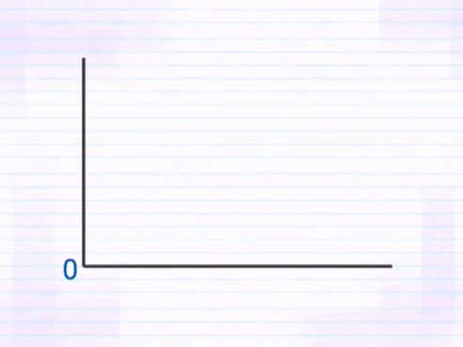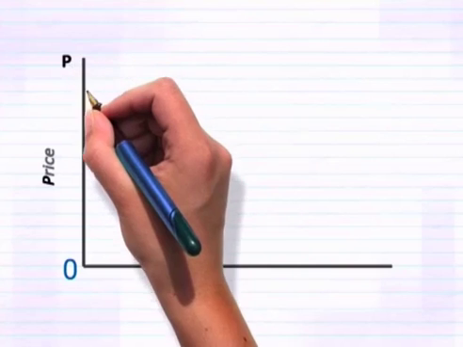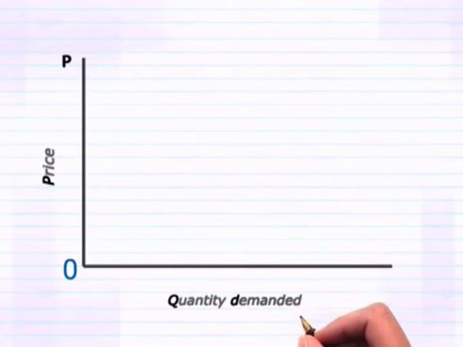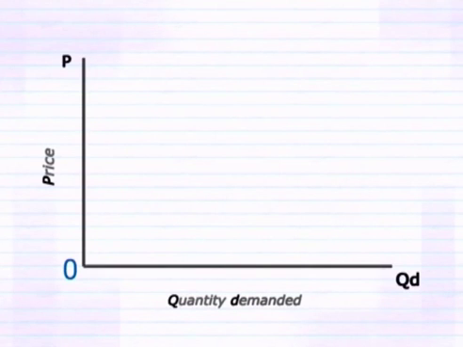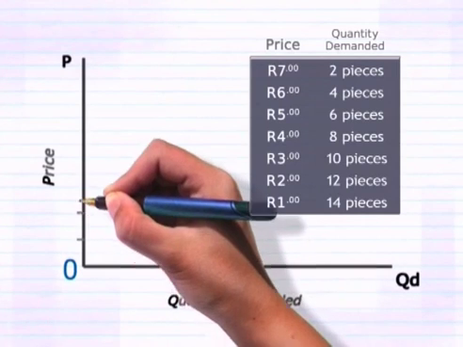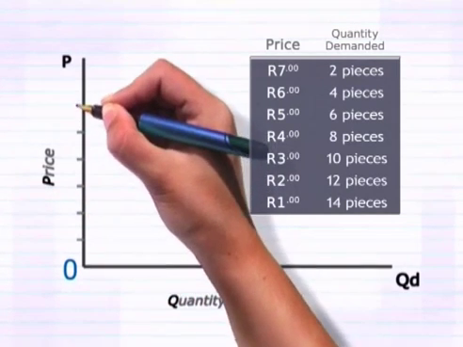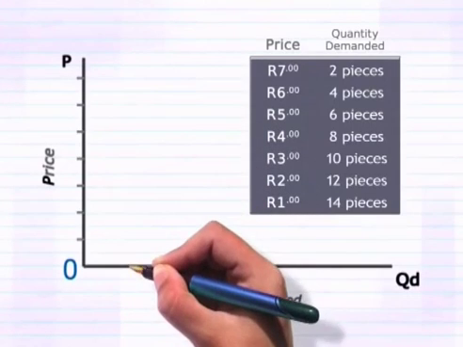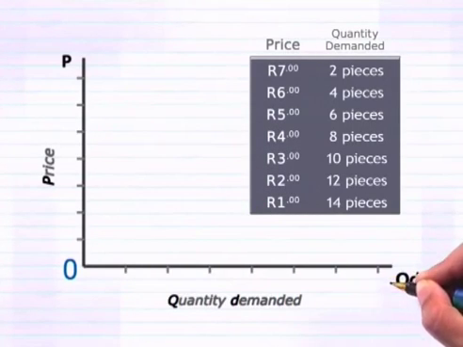Since we're interested in the relationship between price and quantity demanded, we'll plot the price values P on the vertical axis and the quantity demanded, QD, on the horizontal axis. The next step is to indicate the price and quantity demanded intervals on each axis. From the table, we can see that there are 7 different sets of figures, and so we indicate 7 equally spaced intervals on our axes. So that's 1, 2, 3, 4, 5, 6, and 7 intervals. And the same again for the horizontal axis.